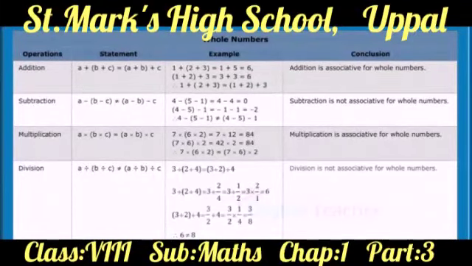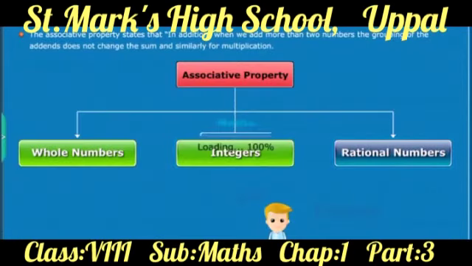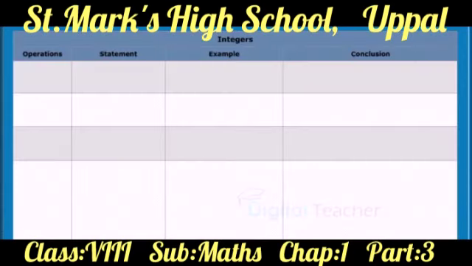It concludes that division is not associative for whole numbers. Let us see the associative property of operations on integers.